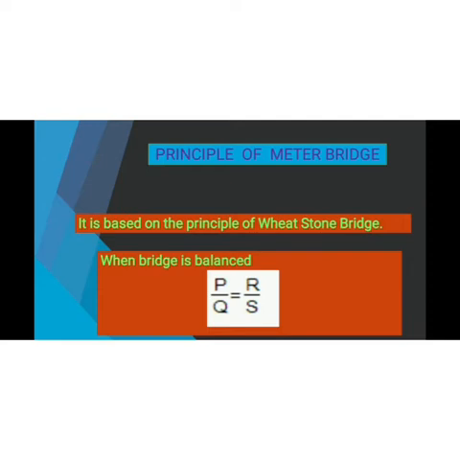When the bridge is balanced, then P upon Q equals R upon S, where S is unknown resistance. So we will derive the formula of S, unknown resistance, with the help of this balance condition P upon Q equals to R upon S. So the principle of meter bridge is Wheatstone bridge. It acts on the principle of Wheatstone bridge.